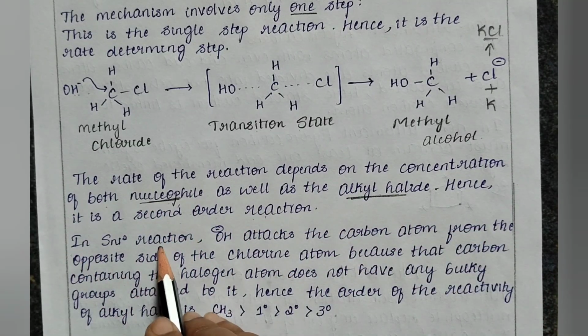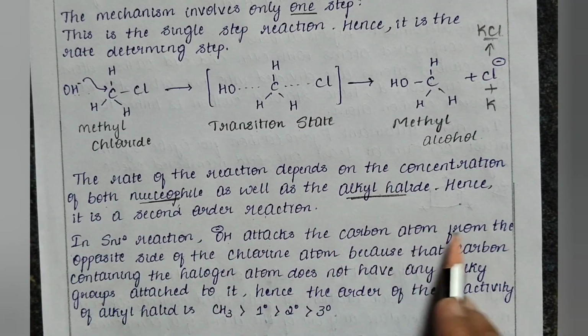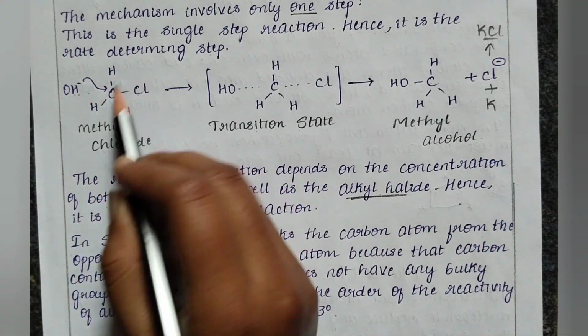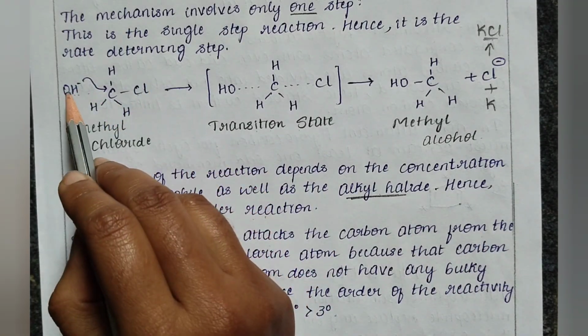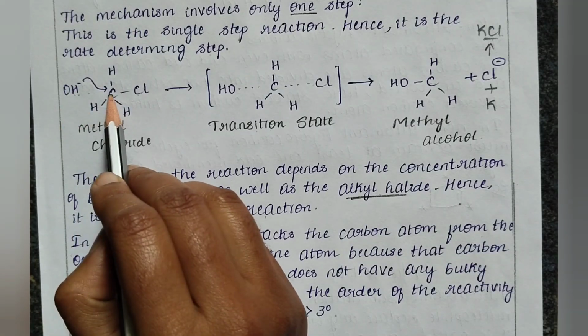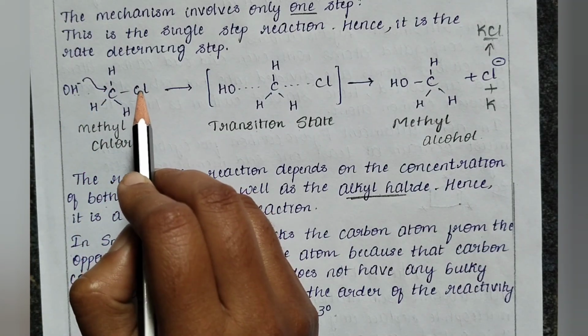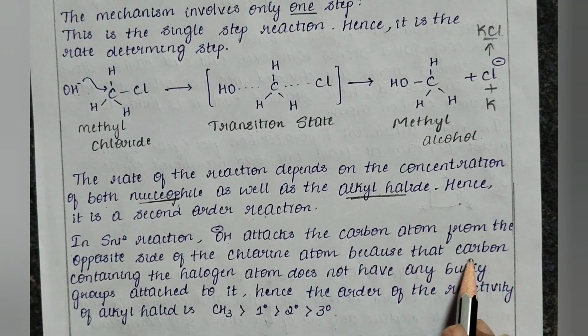In the SN2 reaction, OH minus attacks the carbon atom from the side opposite to the chlorine. The OH minus always attacks the carbon atom from the opposite side of the halide, because the carbon containing the halogen does not have any bulky group attached to it. Hence, the order of reactivity of alkyl halides is methyl faster than primary, which is faster than secondary, which is faster than tertiary.